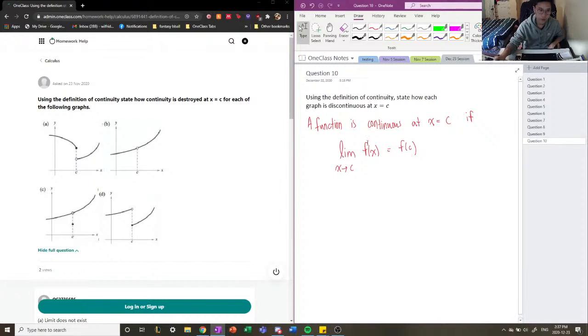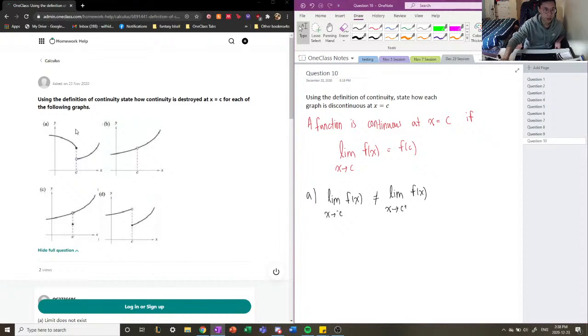Okay? And each of these graphs is discontinuous in a different way, and I'll explain why. So first of all, let's cover A. So why is A discontinuous? A is discontinuous because, as you can see here, the limit as x approaches c from the left-hand side of f of x is not the same as the limit when x approaches c from the right-hand side.